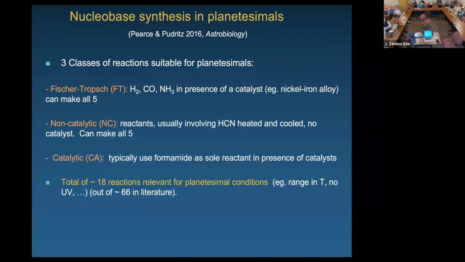So the first results for nuclear bases are that there's a series of different kinds of simple chemical reactions which we identified in the literature, about 60 or 70 of them that we called out, that can make these nuclear bases. This Fischer-Tropsch, again, takes simple feedstock in the presence of catalyst, and you make all 5 of these.